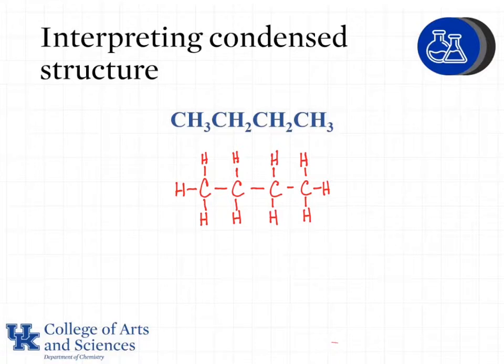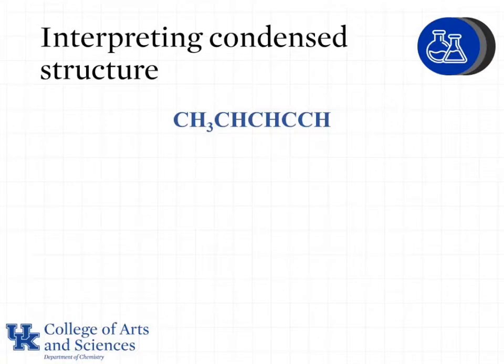When we look at our Lewis structure, we see we have 4 carbon atoms with single bonds between them, so we can then draw the skeletal structure, which shows 3 line segments representing each of those bonds and our 4 carbon atoms. Let's look at another example.